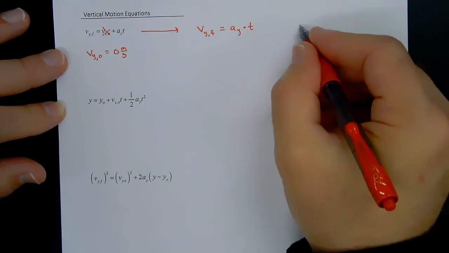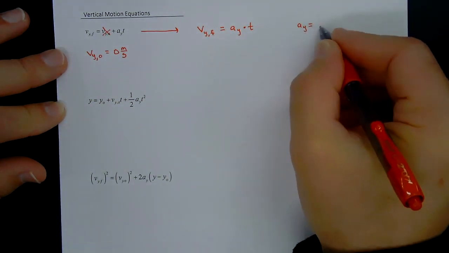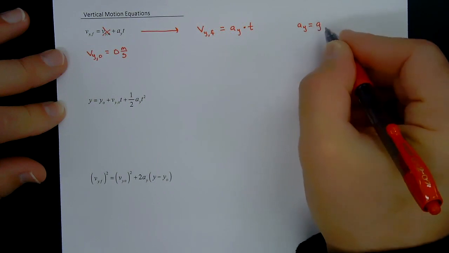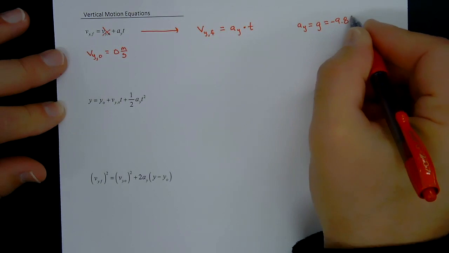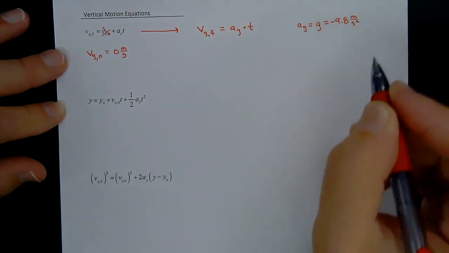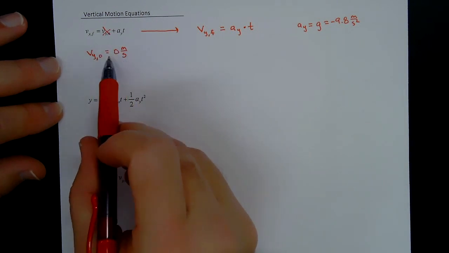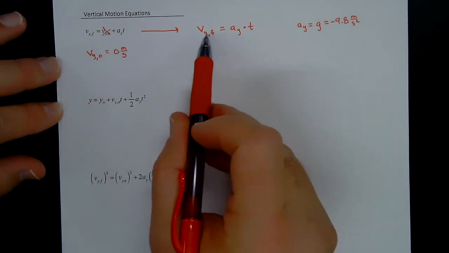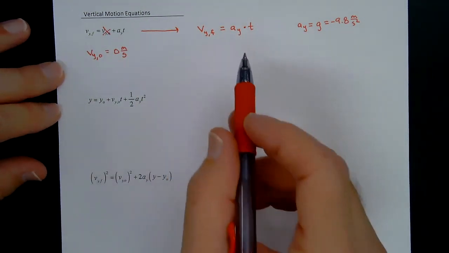All right, so what is a sub y? A sub y is acceleration in the vertical direction, and that's just g. That's always going to be g. That's negative 9.8 meters per second squared. So knowing this leads to this simple equation right here: the velocity is equal to the acceleration times time, in the vertical motion.